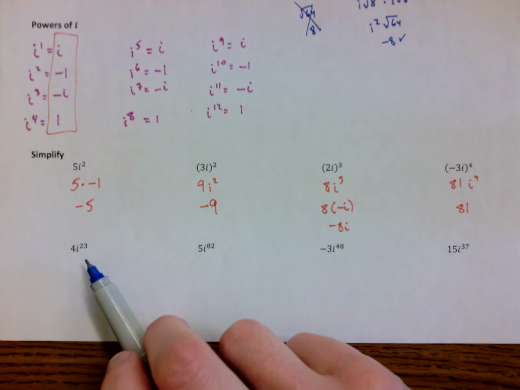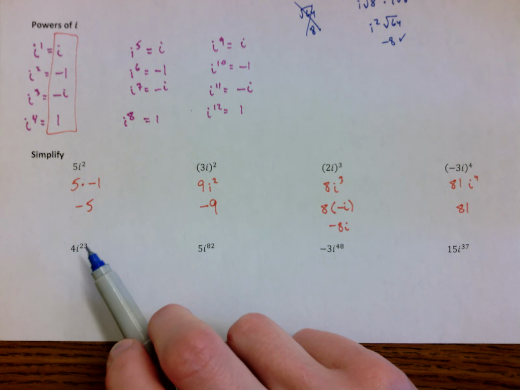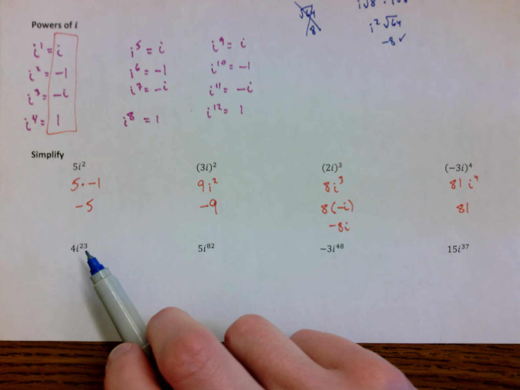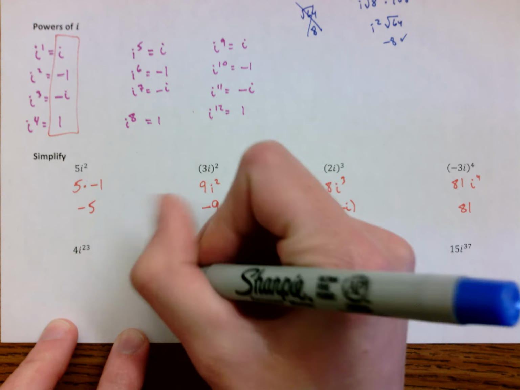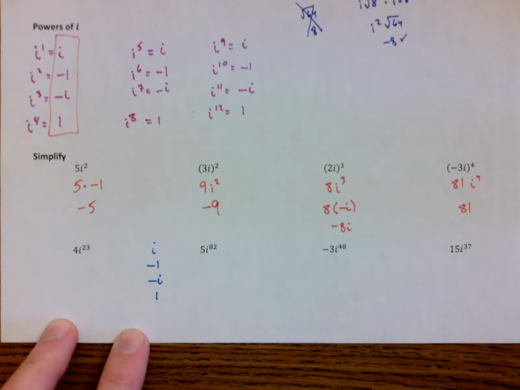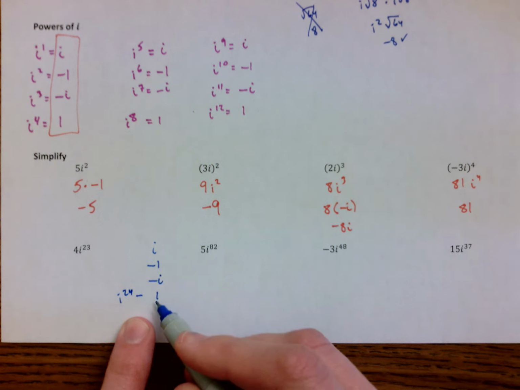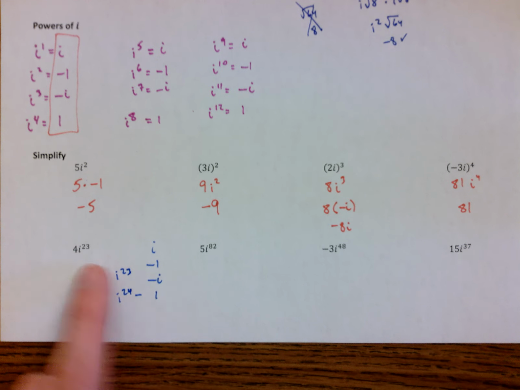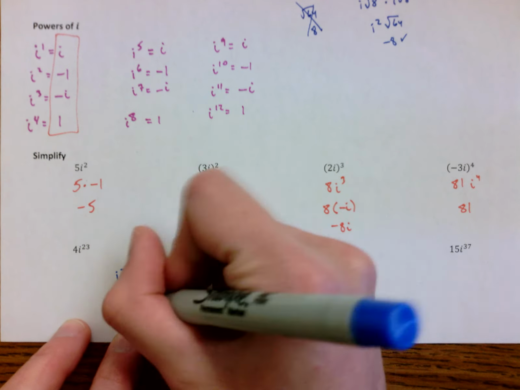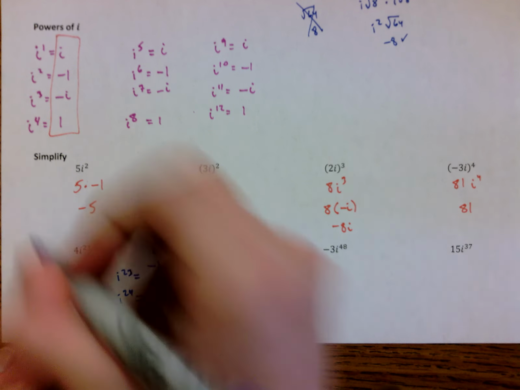So I'm looking for the closest multiple of 4 to 23. So 4, 8, 12, 16, 20, 24. 24 is a multiple of 4, right? So I know that my pattern here is that I go i, negative 1, negative i, 1. So I know that i to the 24th as a multiple of 4 would be here, right? Which means that i to the 23rd would be right above it. So that is the same thing as negative i. Okay, so I gotta throw equal signs in there. There we go. That's less confusing. Okay, so this is the same thing as negative i, so that's 4 times negative i, or negative 4i.